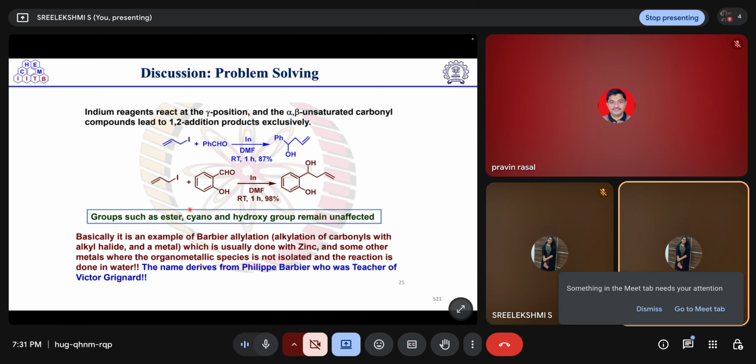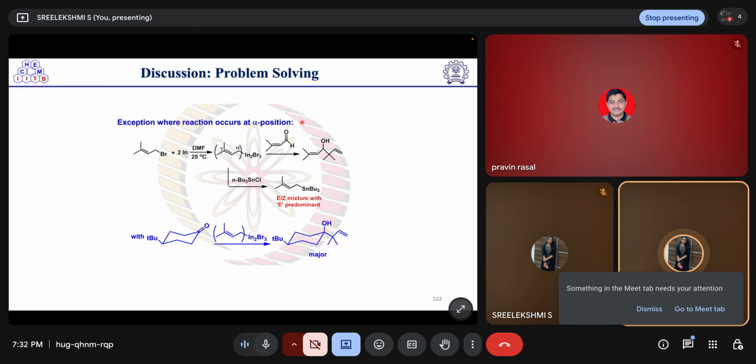So other groups like hydroxy group, ester group or cyano group are usually unaffected when we are using the indium reaction. So usually, if we see this Barbier allylation type of reaction, we generally use zinc. This is a type of Barbier allylation, where alkylation of carbonyls with alkyl halide and metal takes place, which is usually done with zinc. It can be done with indium also, and the reaction can be done in water as well. The Barbier allylation is named after Philip Barbier, who was a teacher of Victor Grignard.